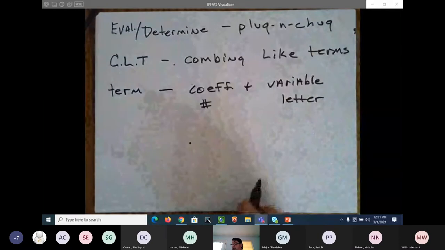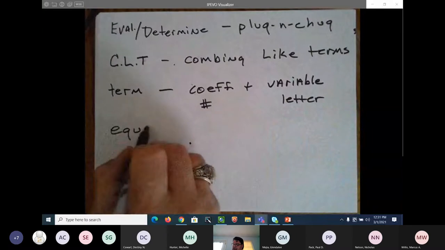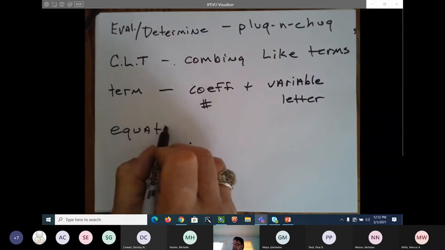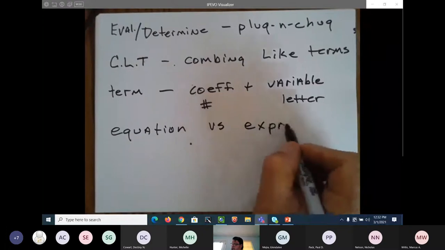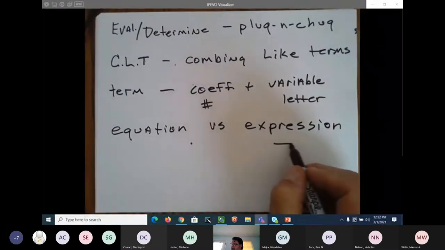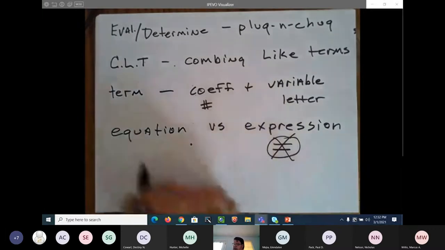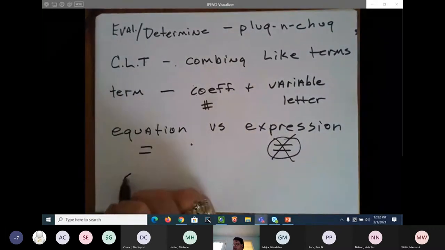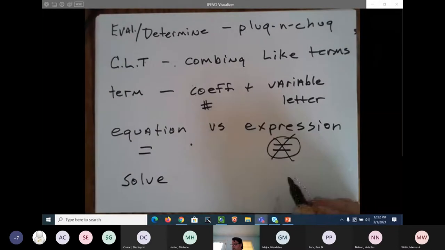And we talked about a numerical sentence, an equation versus an expression. An expression doesn't have an equal sign. An equation does. An equation you solve. And what do you do to an expression? You don't solve it, you what?